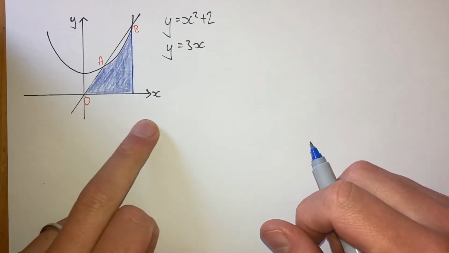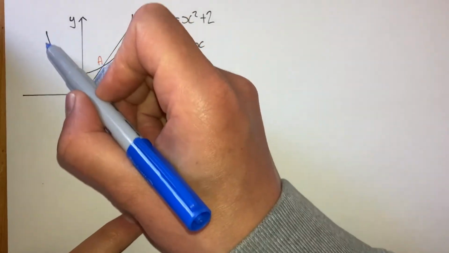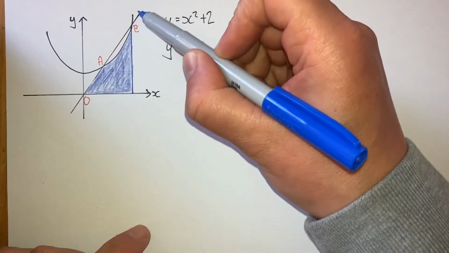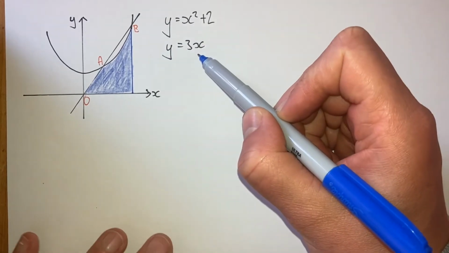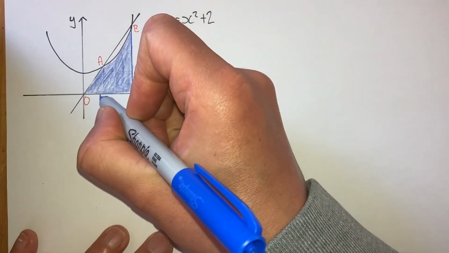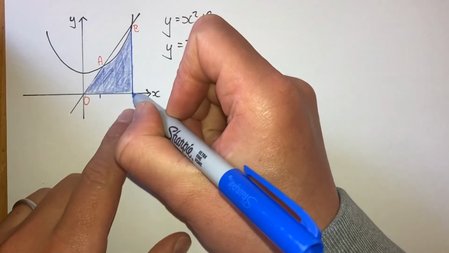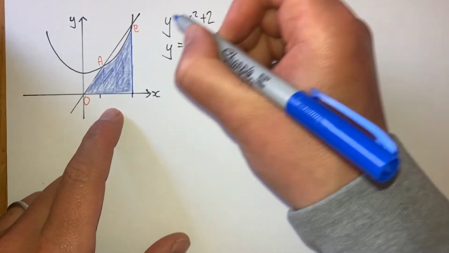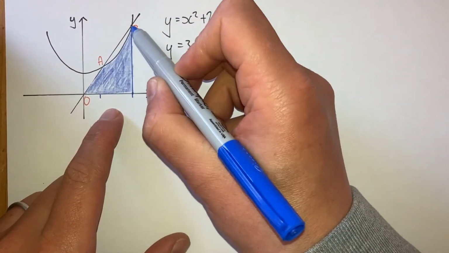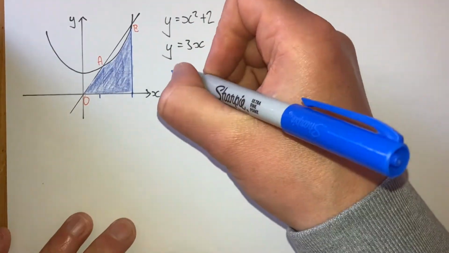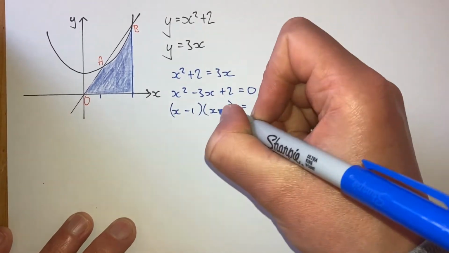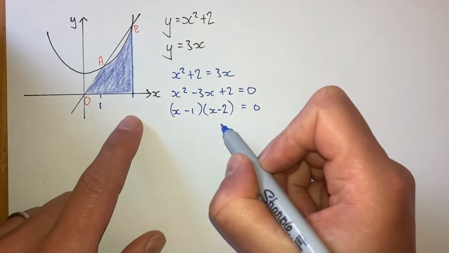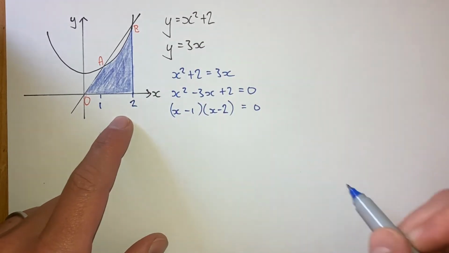Here we're asked to find the area of the shaded region. We've got the equation of the curve, y equals x squared plus 2, and the equation of the straight line is y equals 3x. Now we need to know these points here, the x value of A and the x value of B. So to do that, we can first solve these 2 simultaneously to get the points of intersection. So from this, we can see that the x value here is 1 and the x value here is 2.